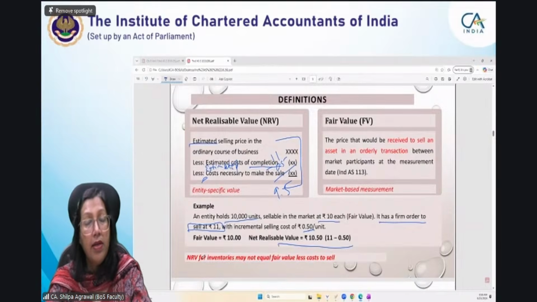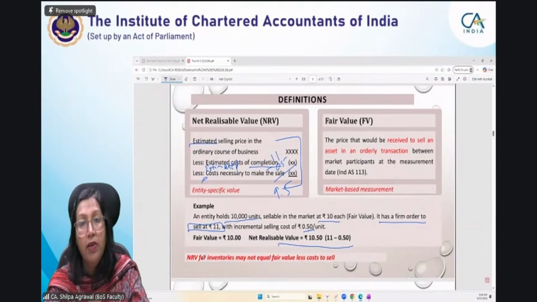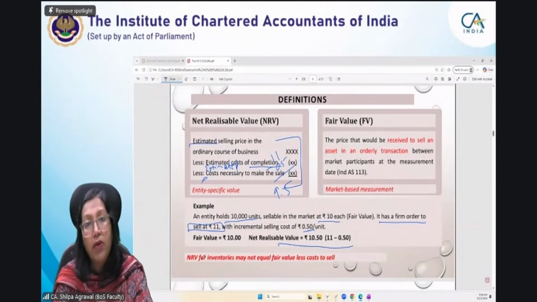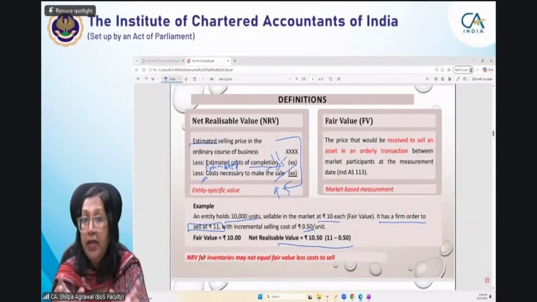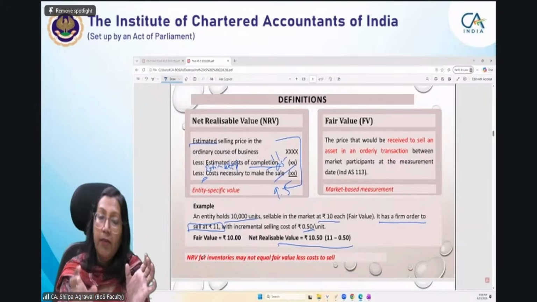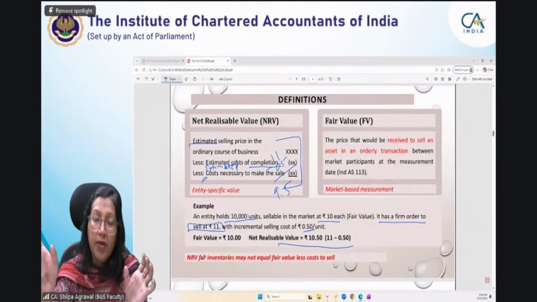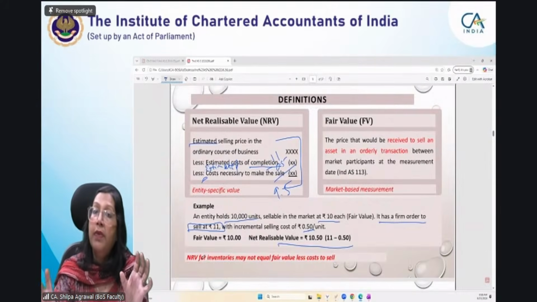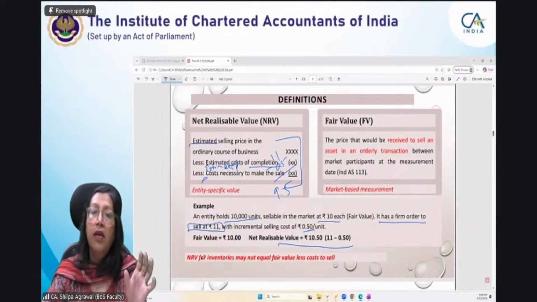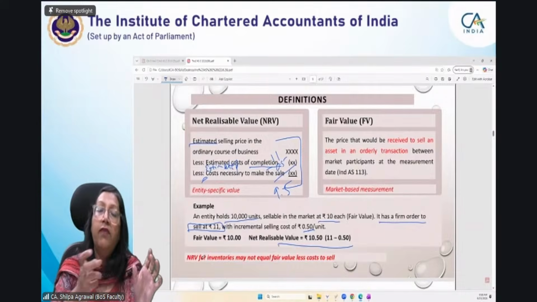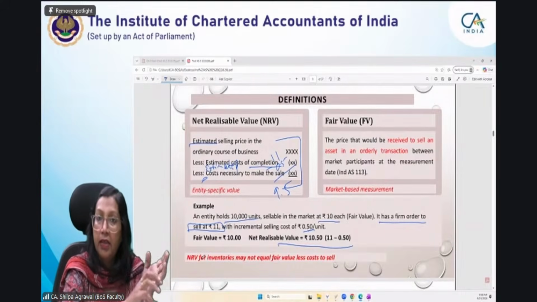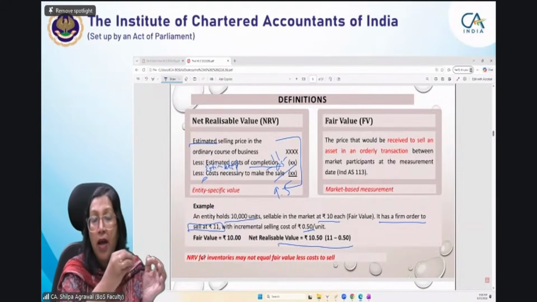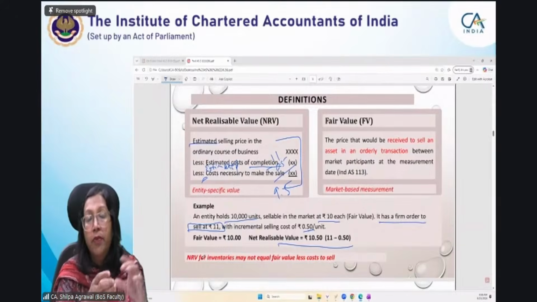NRV will not necessarily be the same as fair value. It may be the same as fair value also, but not always. So NRV for inventories may not equal fair value less cost to sell. When we determine fair value, we take fair value as the base and reduce the estimated cost, and it may happen that you get a different value than when you take your firm order or any other entity-specific value after deducting estimated cost.